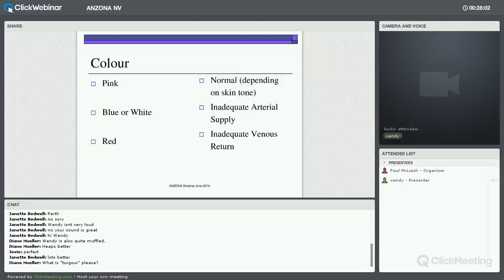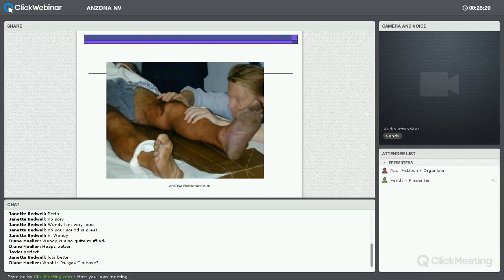Okay, going back to colour, blue or white might be indicative of inadequate arterial supply to that limb. And if the limb looks very red and congested, that may be saying there's inadequate venous return. We saw this next slide in our compartment syndrome talk, but it's a really good example of assessing colour.